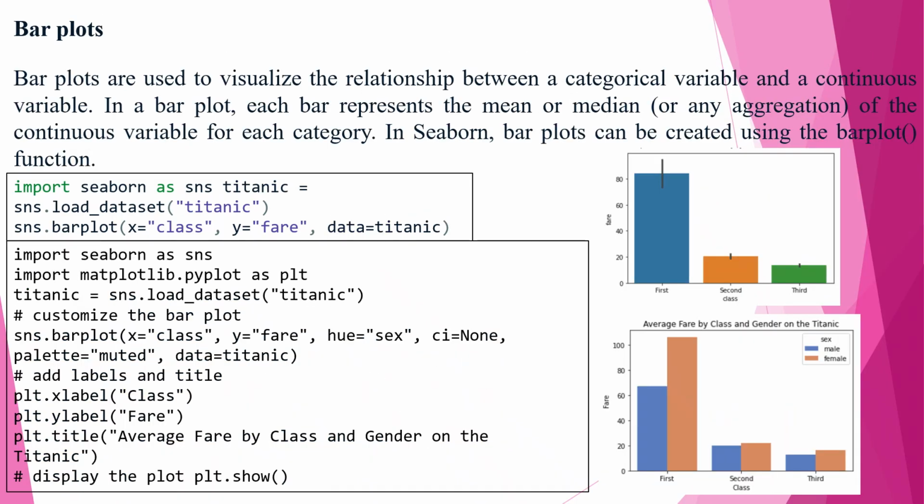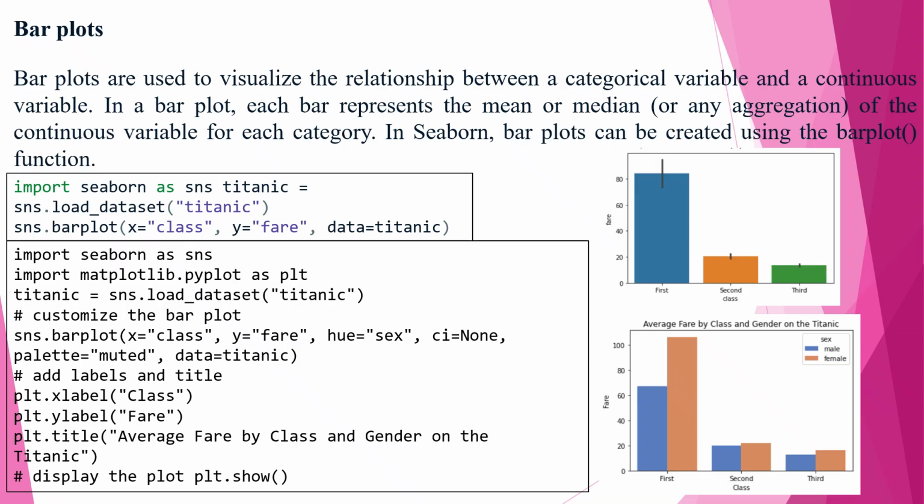Bar plots in Seaborn are used to show the relationship between a categorical variable and a continuous variable. Each bar represents a summary value, such as the mean or average for each category. The sns.barplot function is used to create these plots. In this example, data is loaded from the Titanic dataset and a bar plot is created to show how the fare varies across different passenger classes.